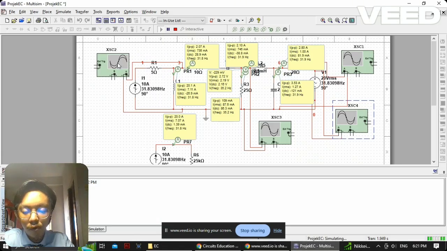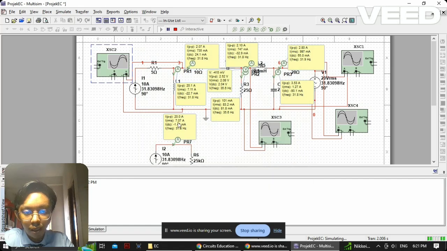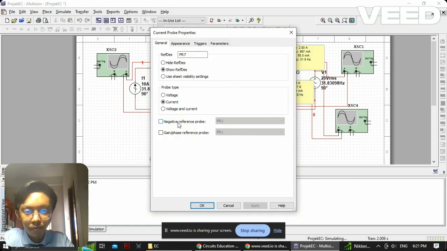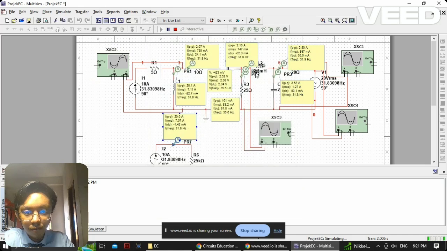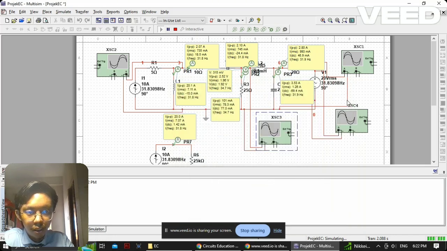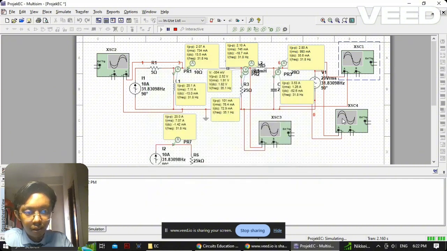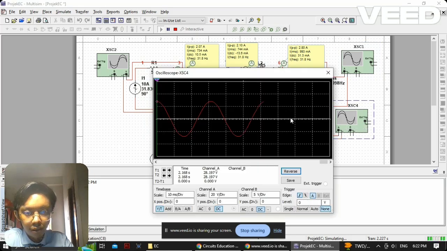Then we go to the graph for IA. This is our graph for IA, and the next is for IB. This is for the IB. Next we go to the IC. This is our graph for IC, and lastly is the graph for the total voltage. That's all for me.